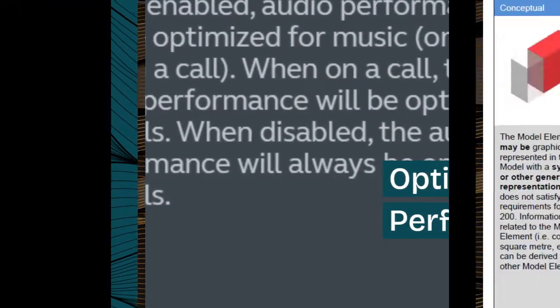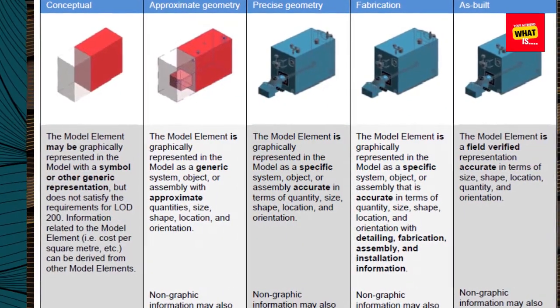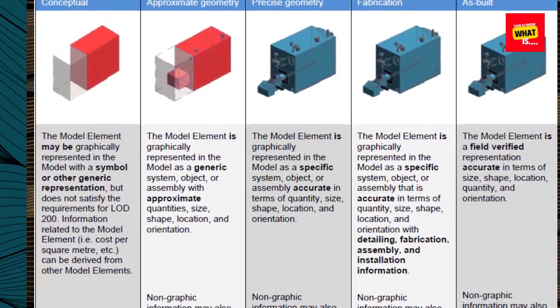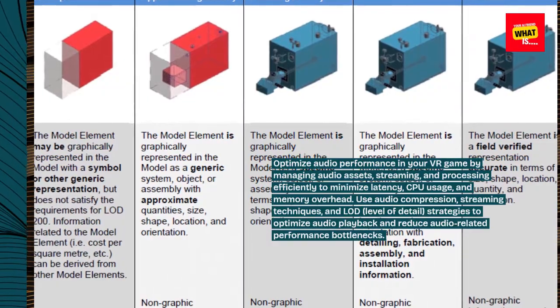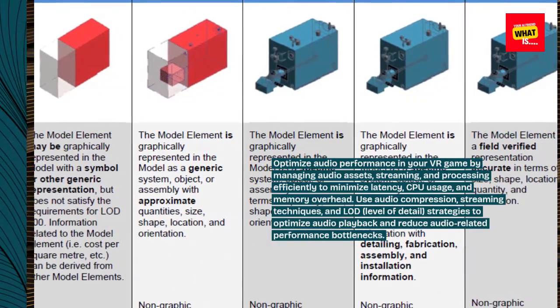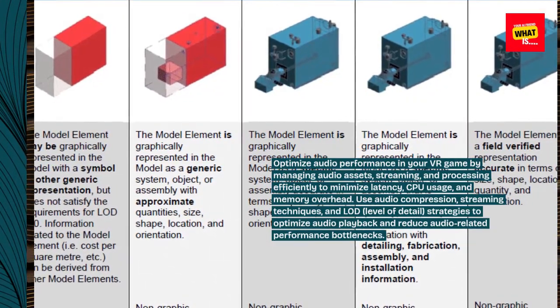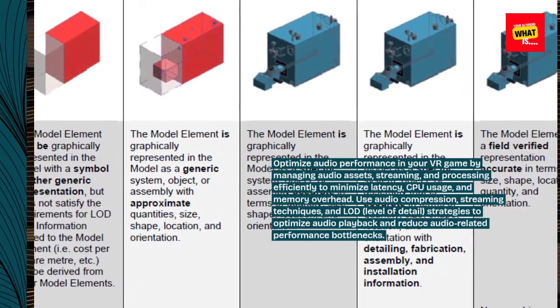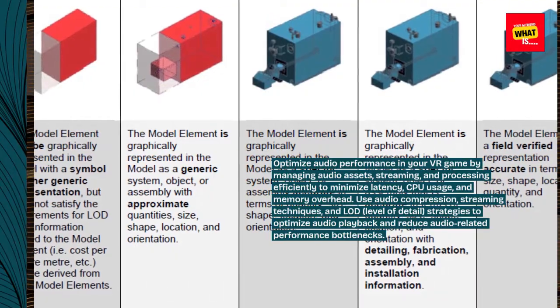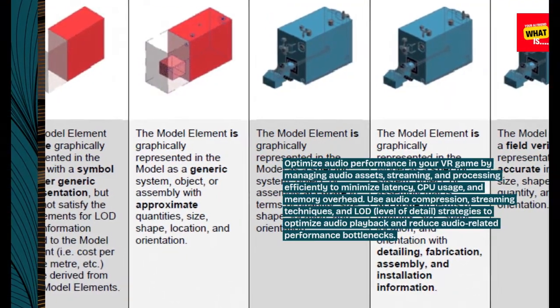Optimize audio performance. Optimize audio performance in your VR game by managing audio assets, streaming, and processing efficiently to minimize latency, CPU usage, and memory overhead. Use audio compression, streaming techniques, and LOD (level of detail) strategies to optimize audio playback and reduce audio-related performance bottlenecks.